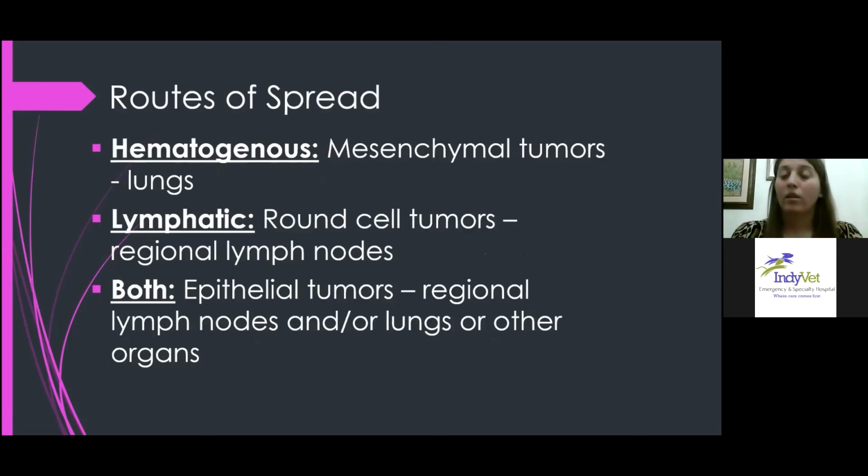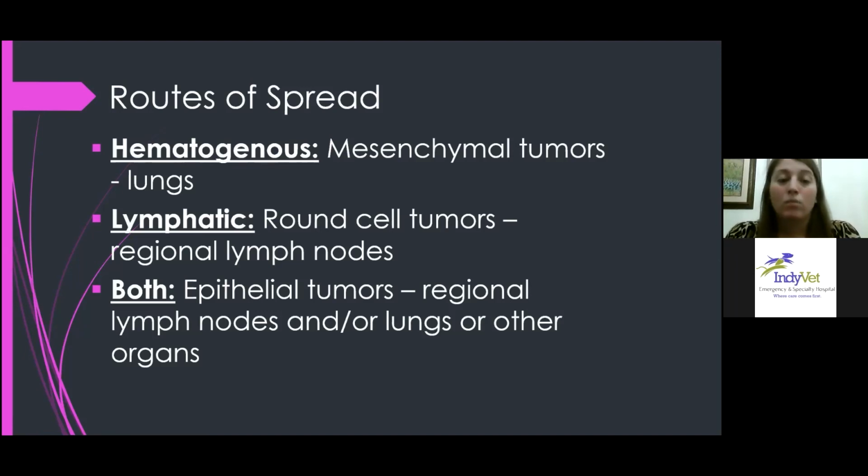How can the cancer spread? It can spread through the blood system. These are usually your mesenchymal tumors. So your hemangiosarcomas, fibrosarcomas, osteosarcomas. The most likely place they like to go to is the lungs.